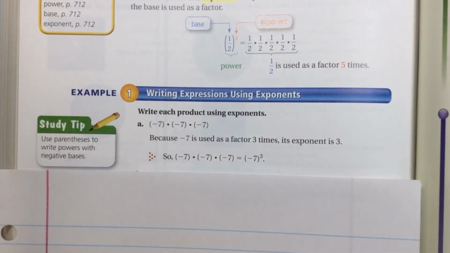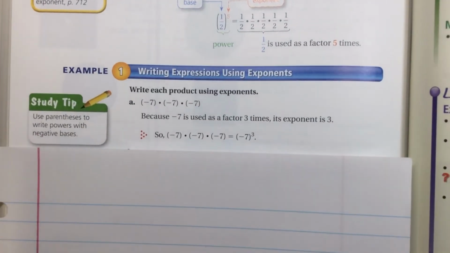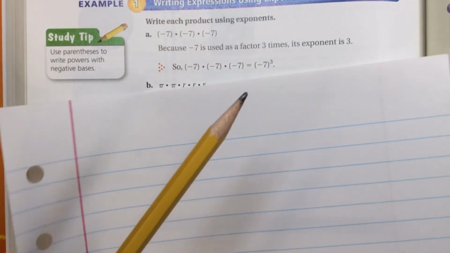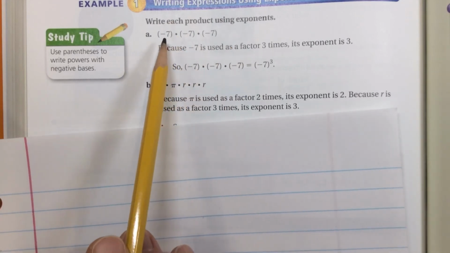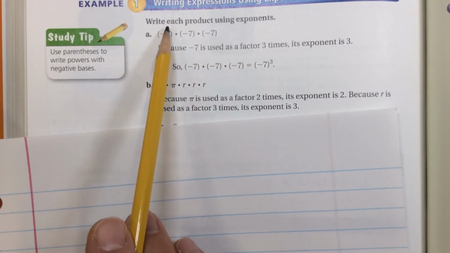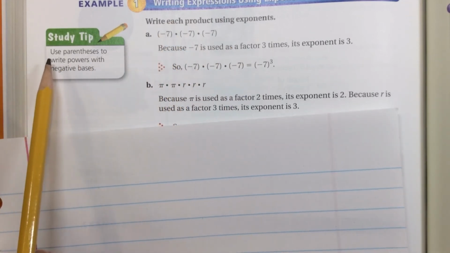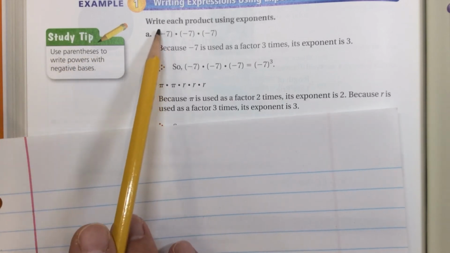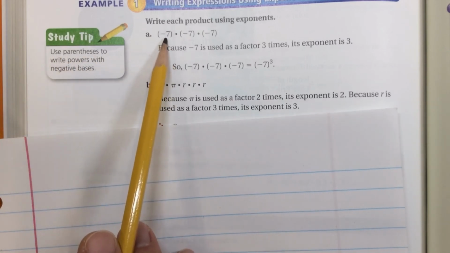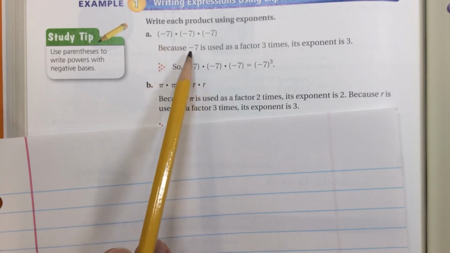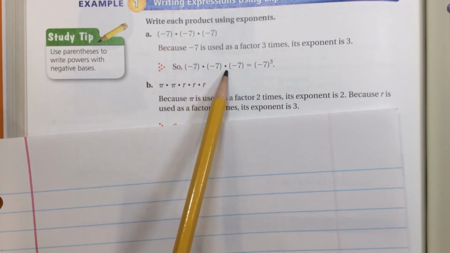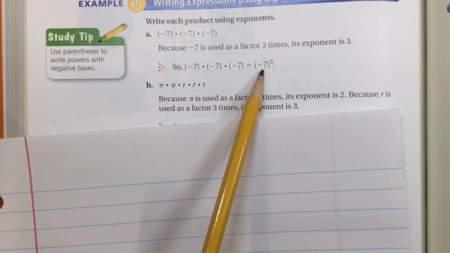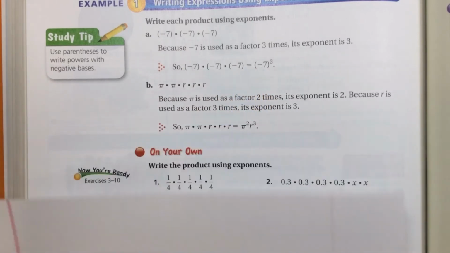Then we will write each of these as expressions using exponents. Here, this is -7, so they put it in parentheses. Remember, study tip: use parentheses to write powers with negative bases. If the base is supposed to be negative, you've got to put it in parentheses. So -7 times -7 times -7 is (-7) to the 3rd power. Again, the -7 has to be in parentheses.